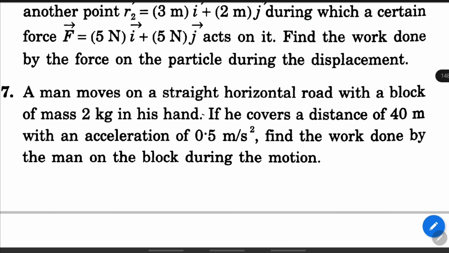Now in question number 7, we have a man who moves on a straight road with a block of mass 2 kg in his hand. Now he covers a distance of 40 meters with acceleration of 0.5 meter per second square. So we need to find the work done by the man on the block during the motion. During the motion, the man is holding the block, so how much work is done on the block?